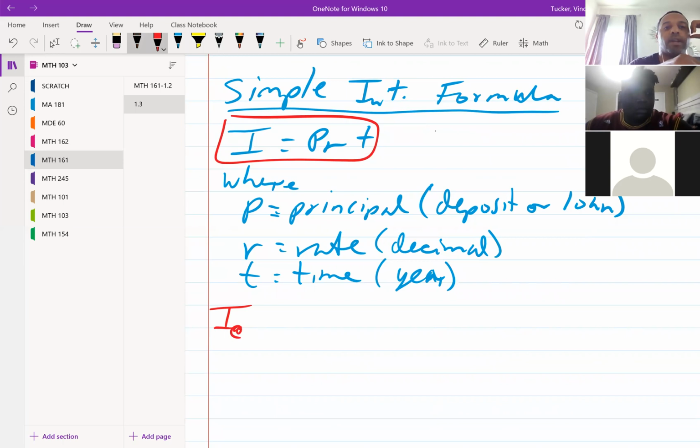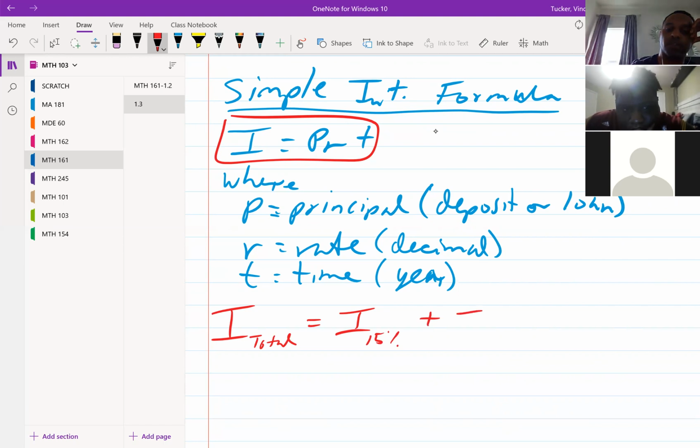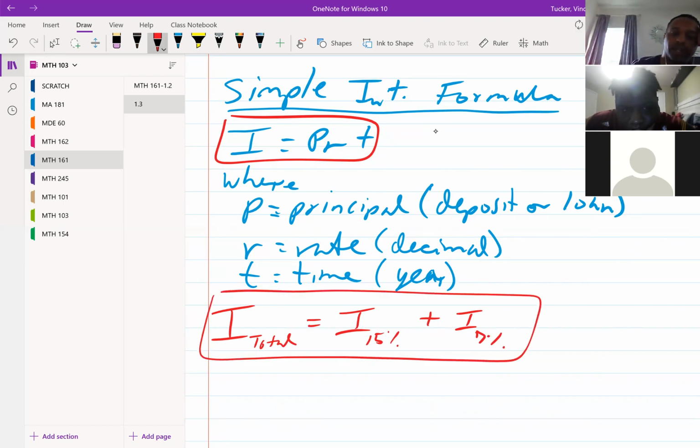And that, as a matter of fact, let me do it this way. The equation that we're going to use is: a total amount of interest earned, a certain amount of interest from the 15% account, plus a certain amount of interest from the 7% account. So that's the equation right there that we're going to use. And we need a piece for each one of these three.